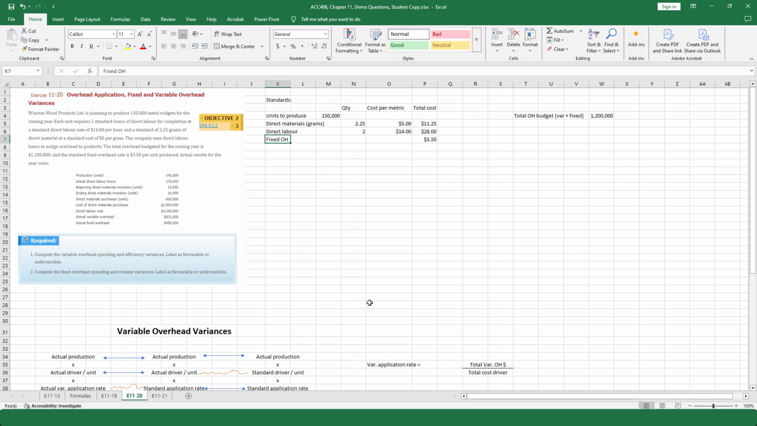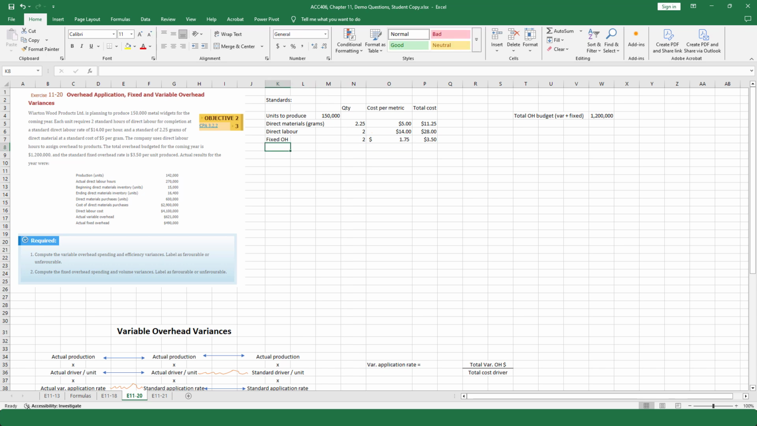I know for the fixed overhead that they're using direct labor hours in order to calculate the application rate. That means that I'm going to use the same standard as the direct labor, 2 hours. So now I know that fixed overhead is 2 hours, that's the driver, and it's $3.50 per unit, so I could calculate the application rate per direct labor hour. So the application rate per direct labor hour is $3.50 divided by the 2 hours. The application rate is $1.75 per hour.